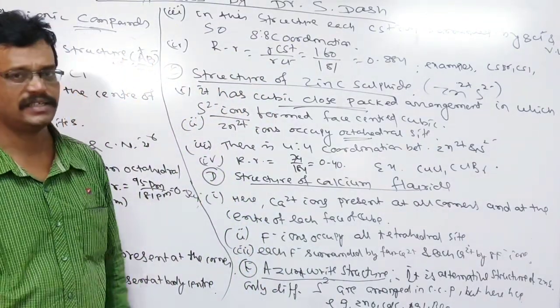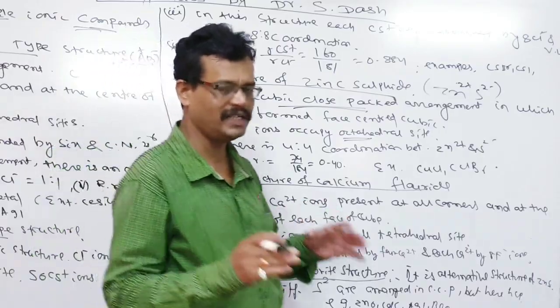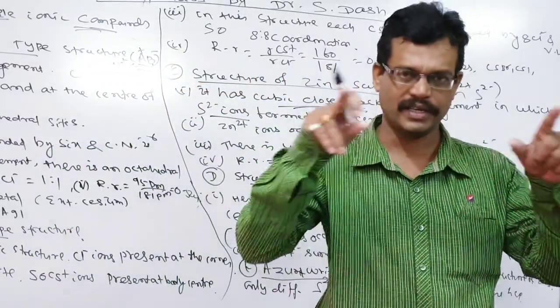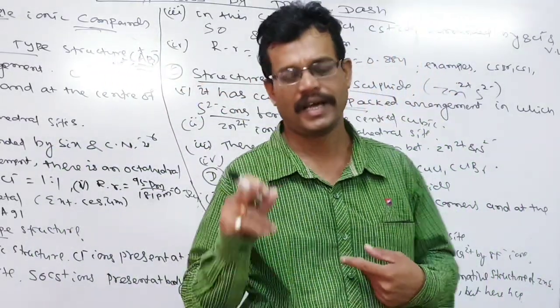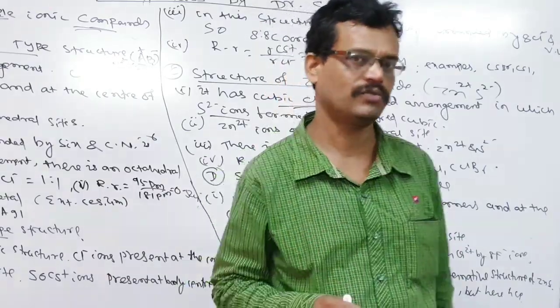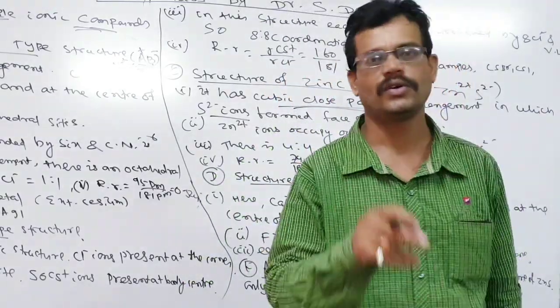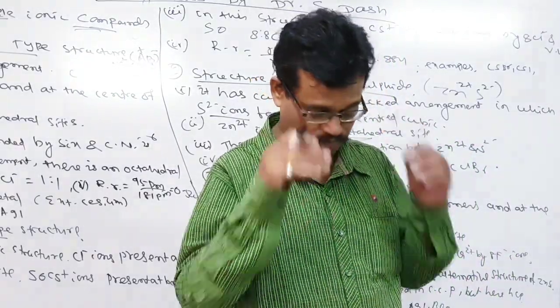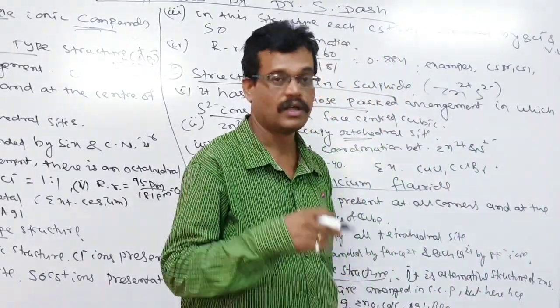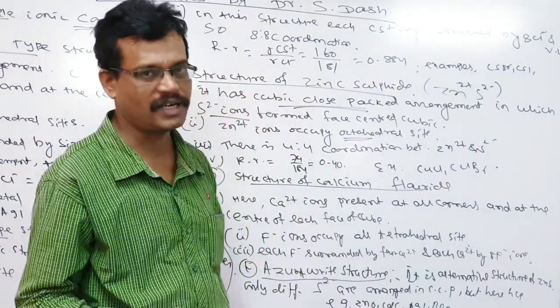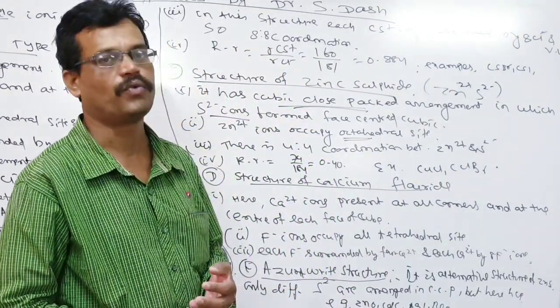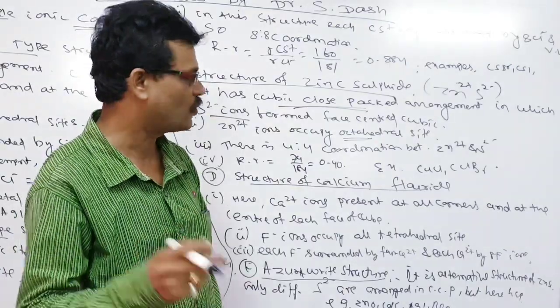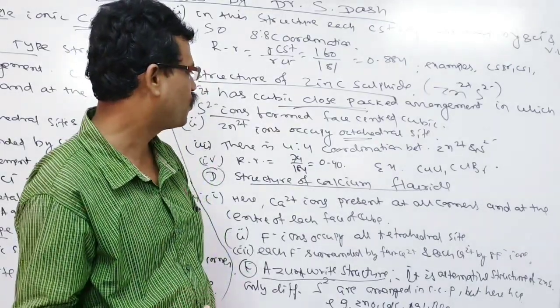So in this case, for the coordination number, each Zn2+ ion is surrounded by 4 S2- ions. In exactly the same way, each S2- ion is surrounded by 4 Zn2+ ions. So you can say the coordination number is 4:4.